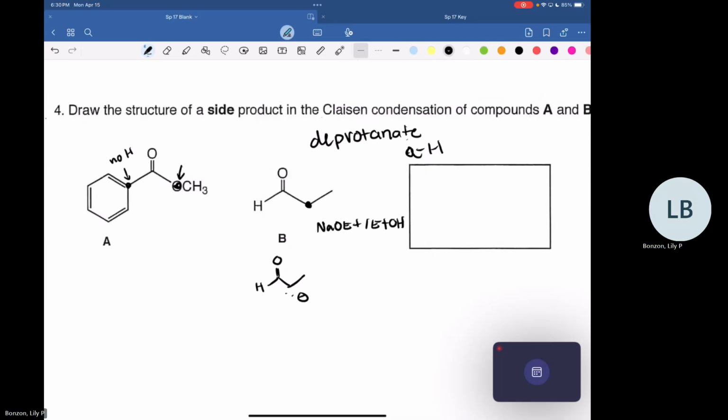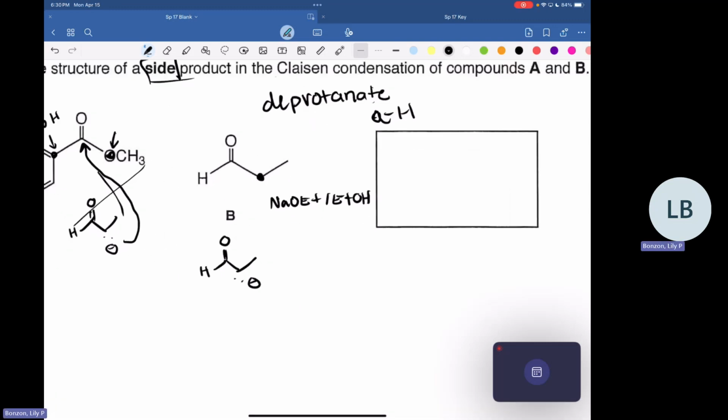And so for side product, we're going to draw something that we would not want to be our main product. So this is going to be a reaction usually between a molecule and itself or something like that where we don't get the intended outcome. Since we're given these two structures A and B, the intended outcome is to combine them. And that would be by having the deprotonated carbon attack the structure on the left, structure A. But we're asked to draw a side product, so we're not going to draw this.